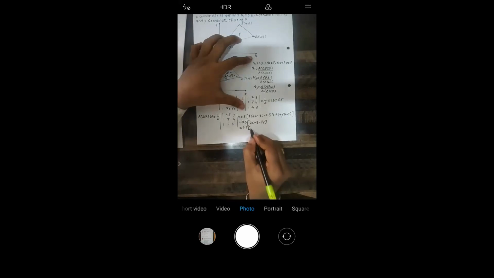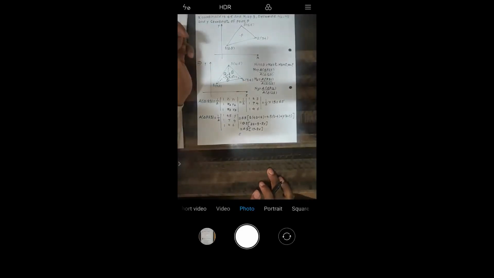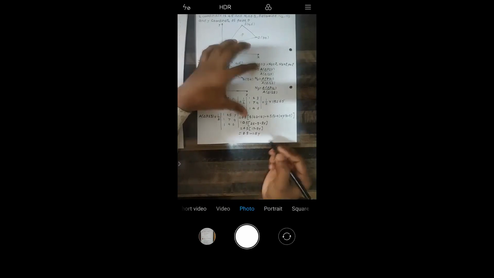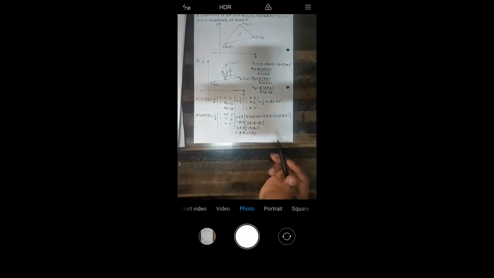17. Minus 3y, right? Now 0.5 into 17, tell me. 8.5. Okay. Minus 0.5 into 3, that is 1.5. Okay. So you are getting this area as 8.5 minus 1.5y. Is it okay?